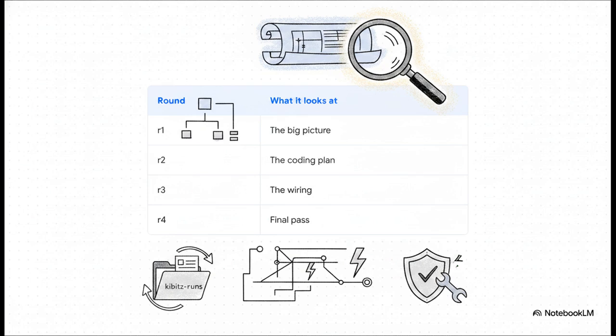And then round 4 is a final safety pass to ask, hey, is anything still broken? And what's great is that every single accepted and rejected suggestion is cleanly saved locally in a Kibitz runs folder. So you always have a perfect, transparent audit trail of the AI's entire decision-making process.